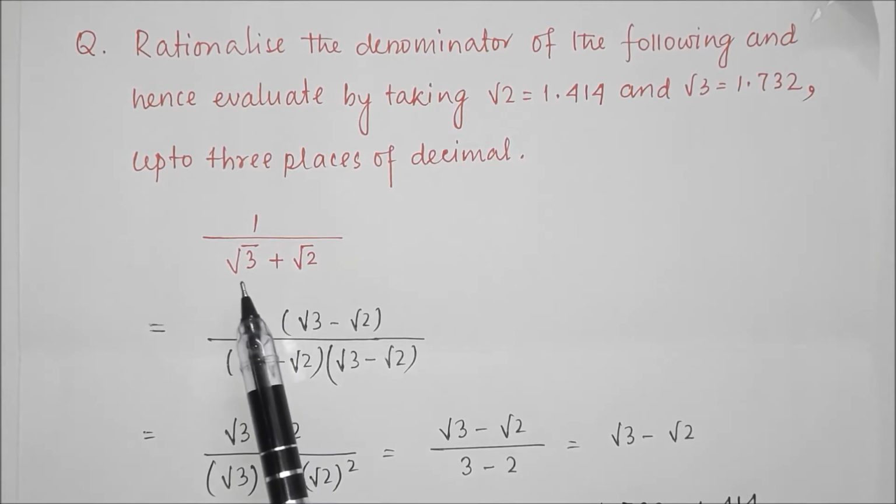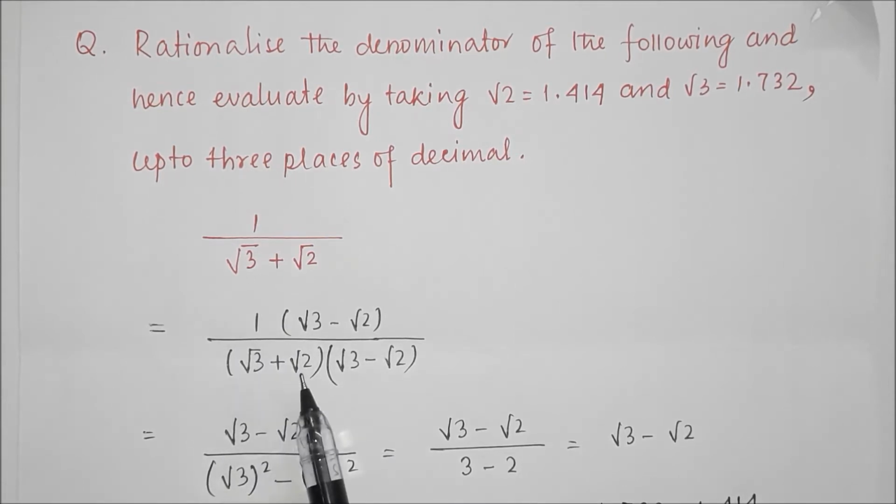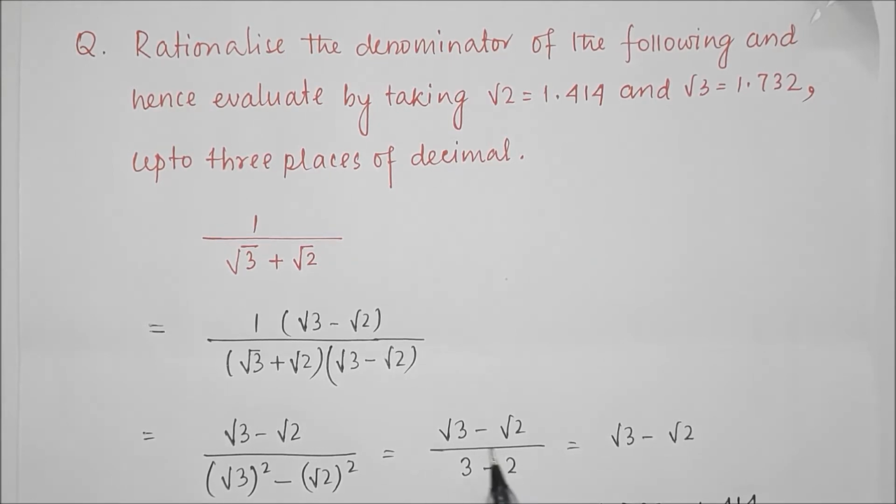So rationalizing means denominator is given root 3 plus root 2. So we need to multiply numerator and denominator by root 3 minus root 2. So we keep the numerator as it is, and in the denominator we are going to apply the formula of a plus b into a minus b, which is equal to a square minus b square. So we will get root 3 square minus root 2 square. Root 3 square means 3, root 2 square means 2, 3 minus 2 is 1. So you will get root 3 minus root 2.